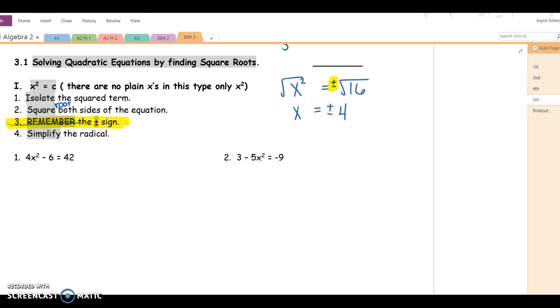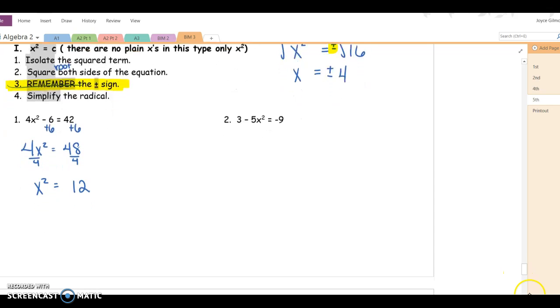All right, let's go to example 1. The first thing we would do is add 6 to both sides. So we have 4x squared equals 48. Then we would divide both sides by 4. x squared equals 12. To undo the square, we square root both sides. Don't forget to put a plus minus in front of that square root.